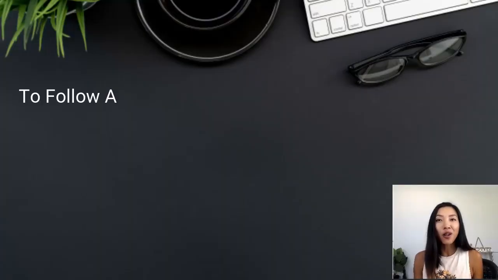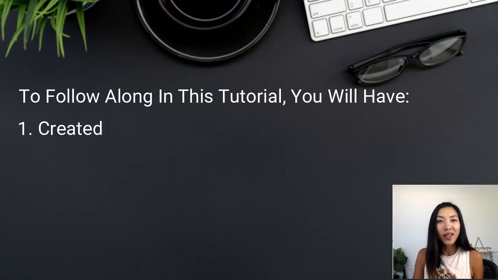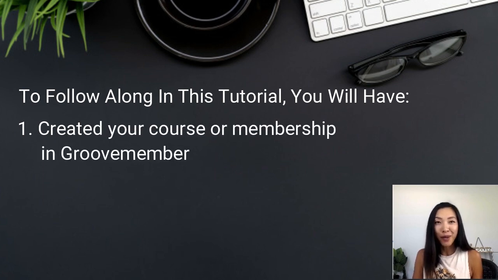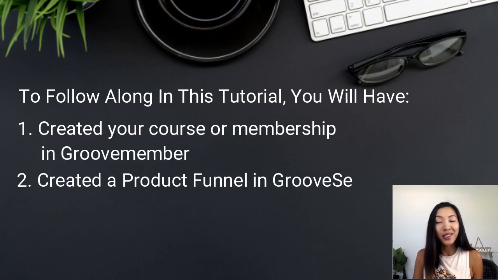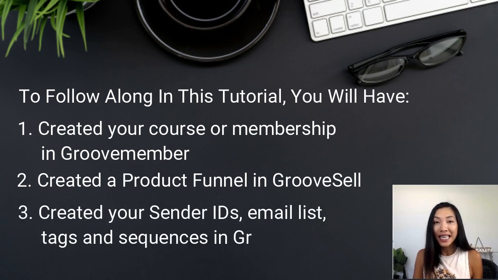Okay guys, to follow along in this tutorial, you would have created 1, your course or membership in GrooveMember, 2 is creating a product funnel and product in GrooveSell, and 3 is creating sender IDs, email lists, tags, and sequences in GrooveMail. If you haven't done this yet, please do so first. I'm going to leave links to the relevant tutorial in the description area for you.